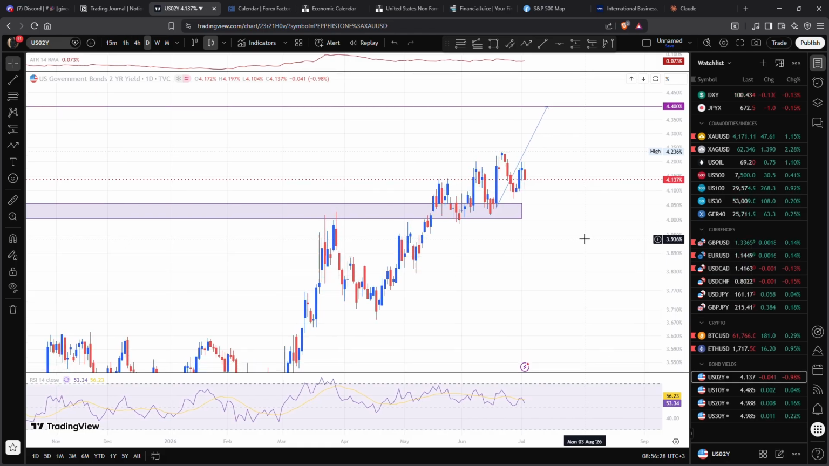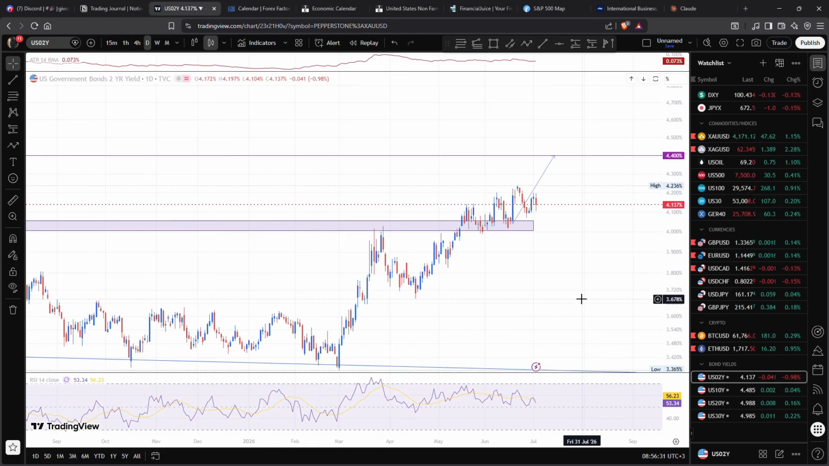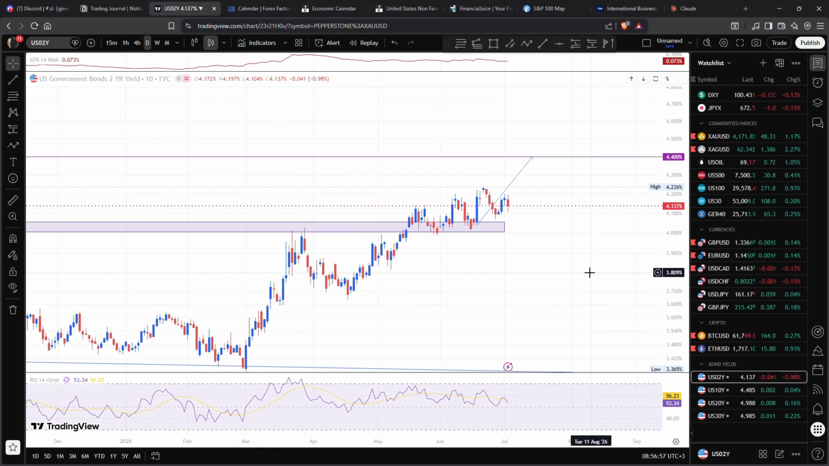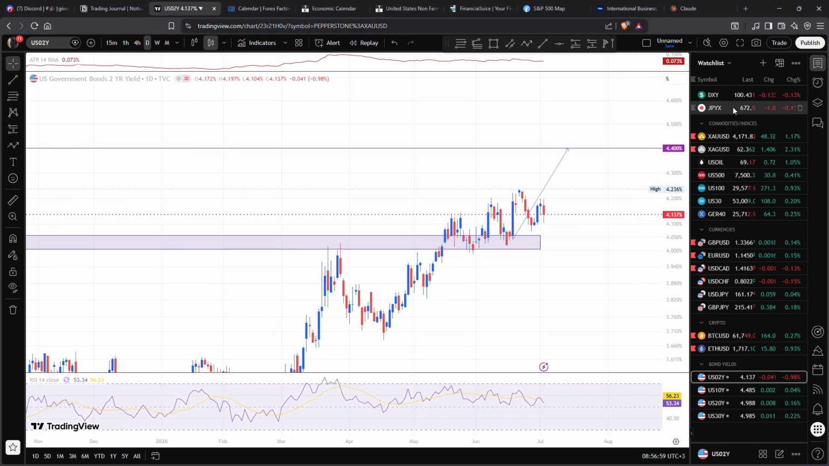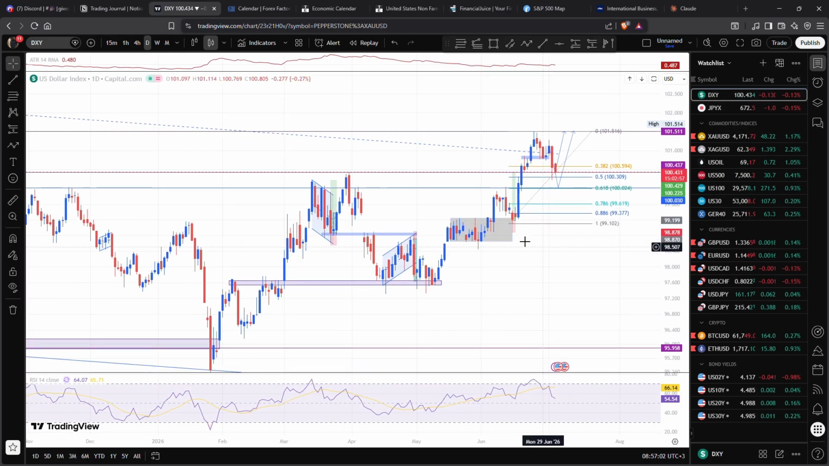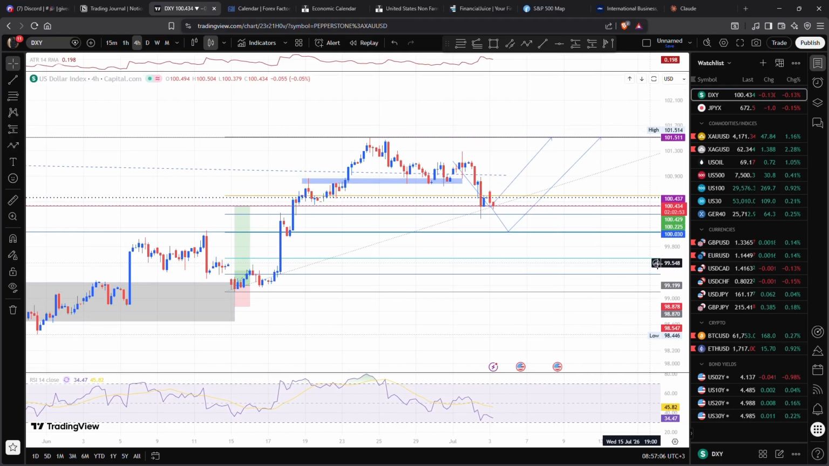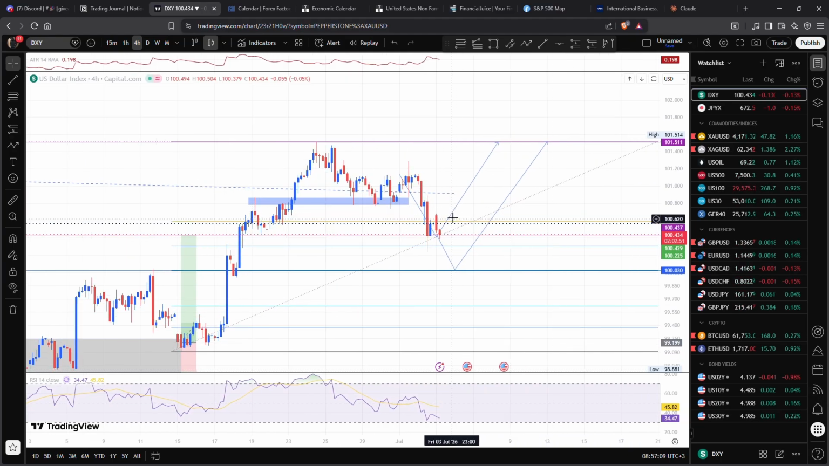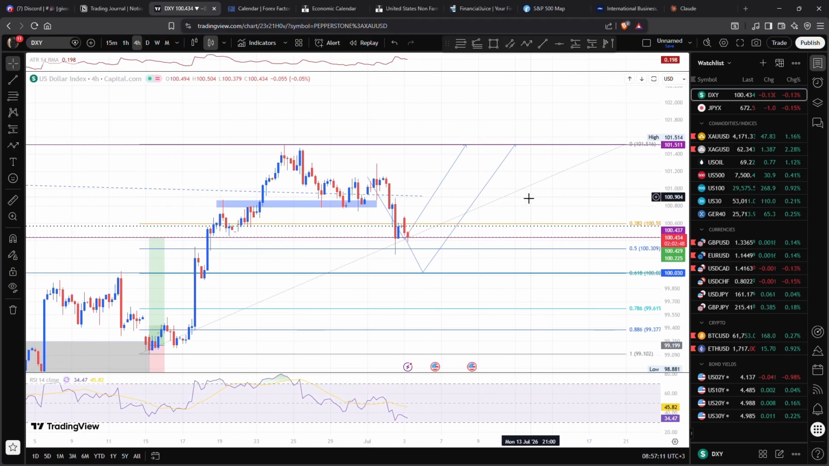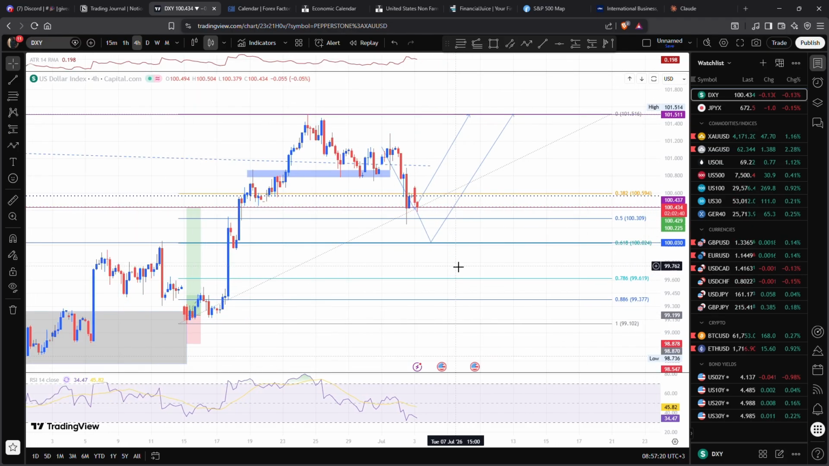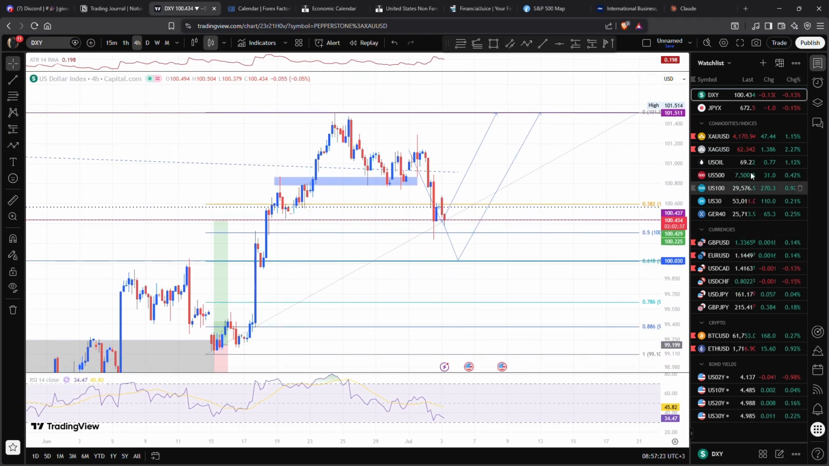So if yields remain elevated here, then that means I will still have my bullish bias on the dollar index, on the dollar itself. So as I explained, I'm waiting to see if the dollar bounces off from either the 101.5 level or it will come back down to the 100 flat level, and from there I'll make my decisions on whether to trade or on what to trade.